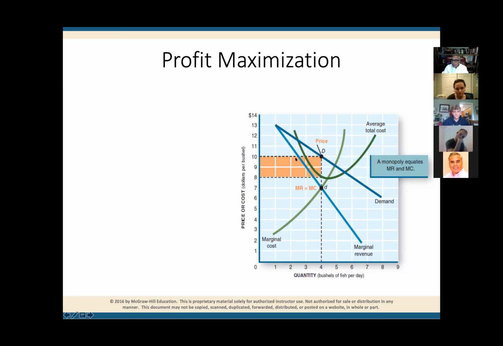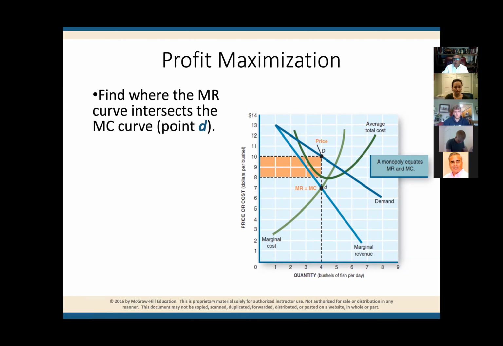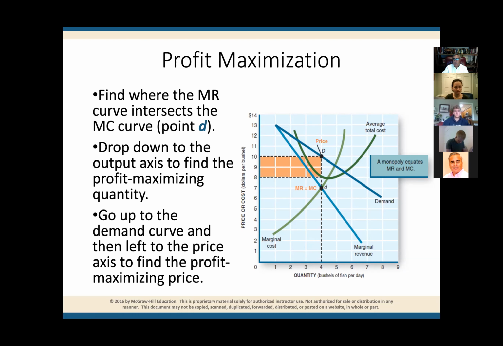Right? For how long is this company going to be able to sustain this? And the answer is, as long as the demand is favorable, they can continue this forever. They don't have to worry about competition. They only have to worry about how consumers are going to respond. If consumers don't like the price, they're going to buy less. And if they buy less, profits begin to decline.